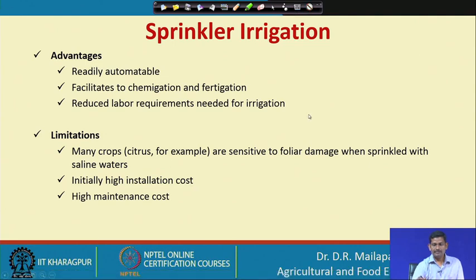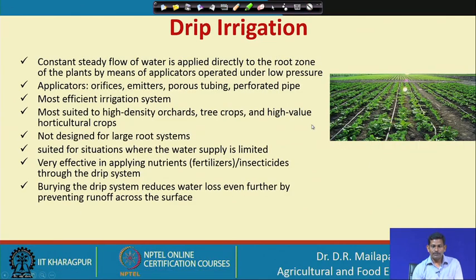And then the next is drip irrigation. In sprinkler irrigation you create a spray on top of the surface, whereas in drip irrigation the water is applied to the plant nearer to the surface or nearer to the plant root, drop by drop. Here a constant steady flow of water is applied directly to the root zone. The applicators are generally orifices, emitters, porous tubing or perforated pipe.